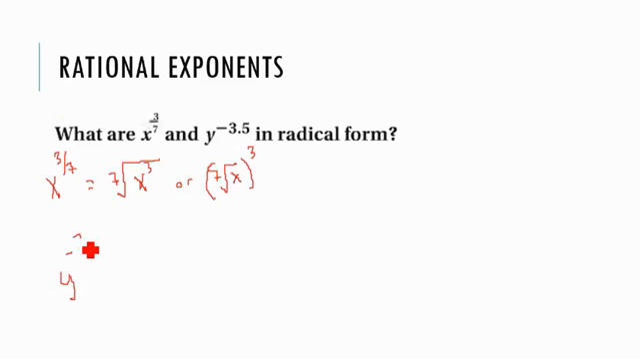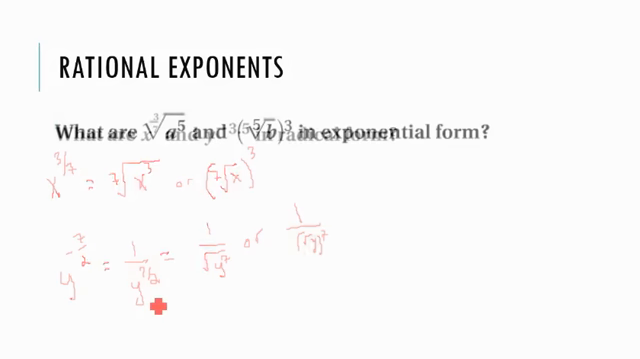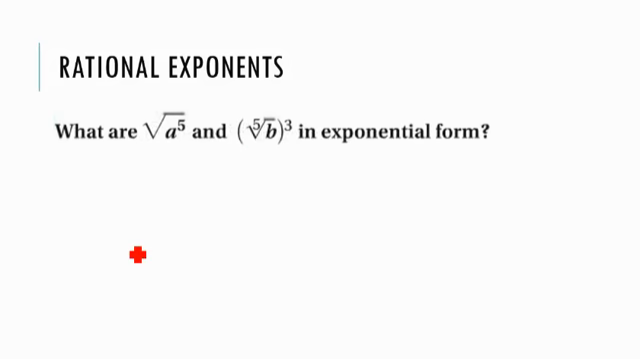And y to the negative 3.5 is the same as y to the negative 7 over 2. Now the negative means it's really 1 over y to the 7 over 2. Now remember, the denominator is the root, so it's 1 over the square root of y to the 7th power, or I can write that as 1 over the square root of y, all of that to the 7th power. Either one is acceptable.